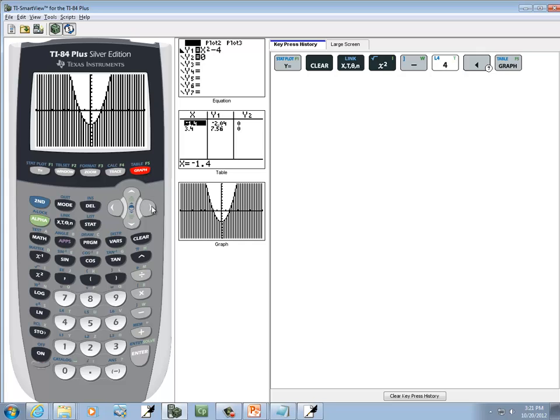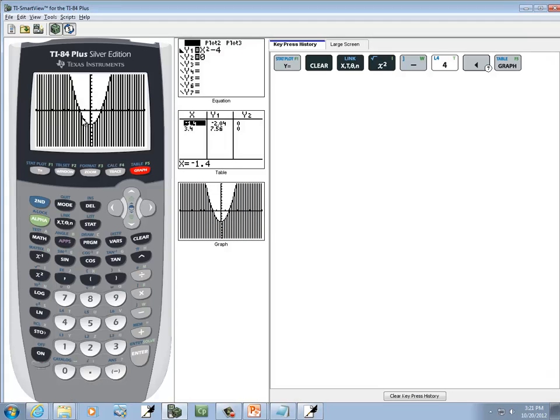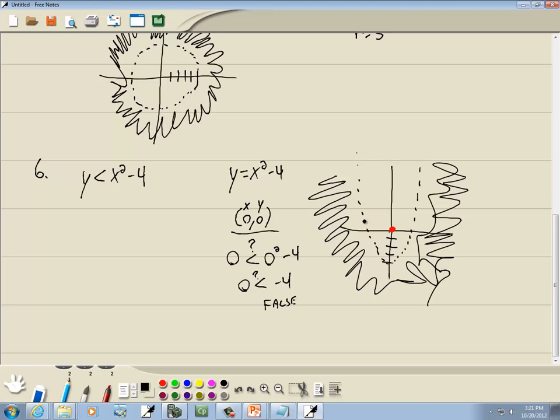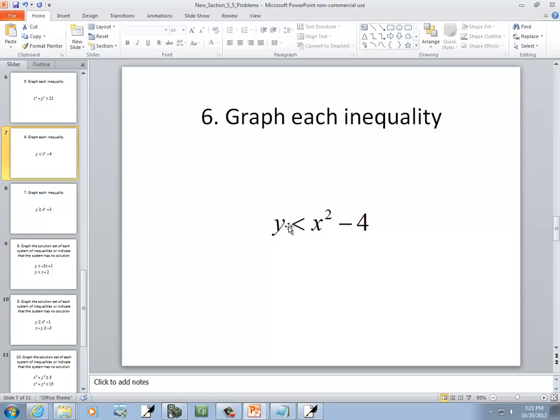Now again, this will give you pretty much everything except for whether it's a dotted or solid line separating the shaded from the non-shaded. And since it's a less than, that's why this is a dotted line. And it would give us the same graph as what we got right here. Let me start a new page, and we'll look at the next problem.